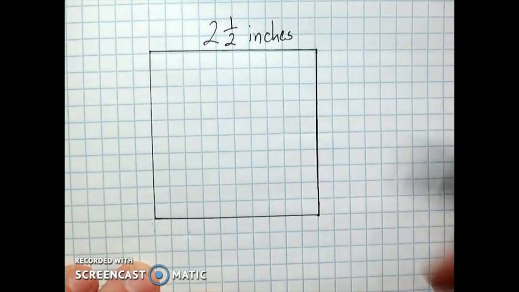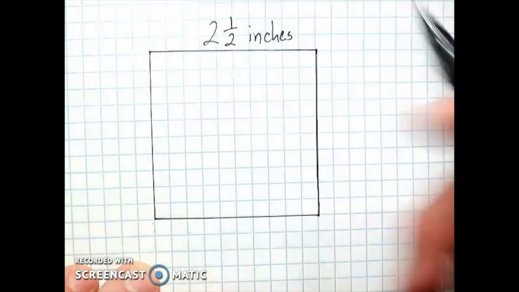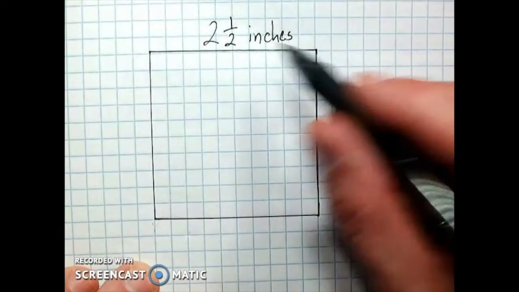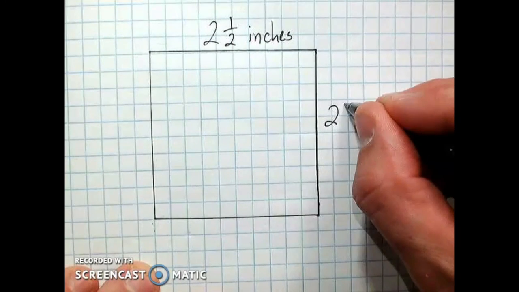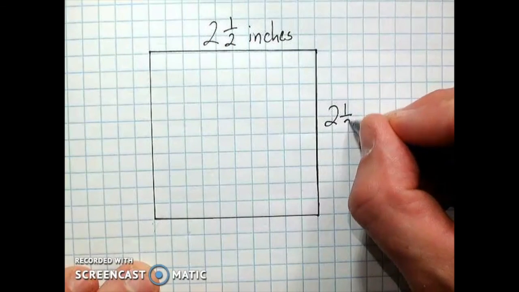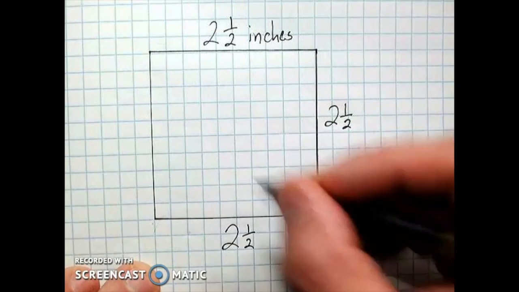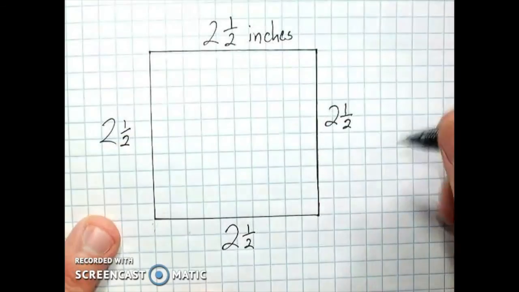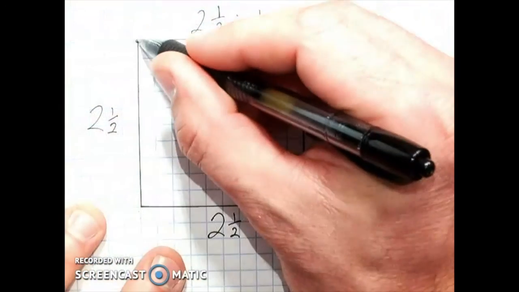Because it's a square, we know that squares have 4 line segments that are all the same length. So that means if I know that one side of a square is 2 1/2 inches, I now know that all 4 sides are going to have the same length. 2 1/2 inches, 2 1/2 inches. Okay, so if I want to find the perimeter, it's a matter of connecting the dots.